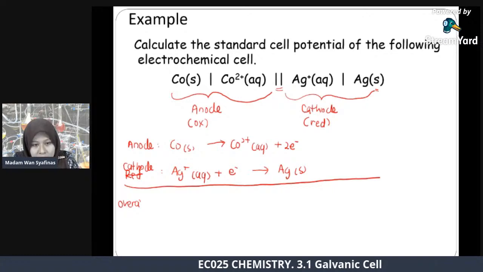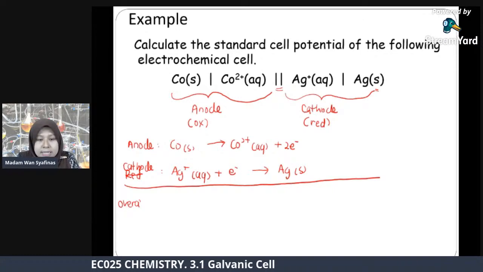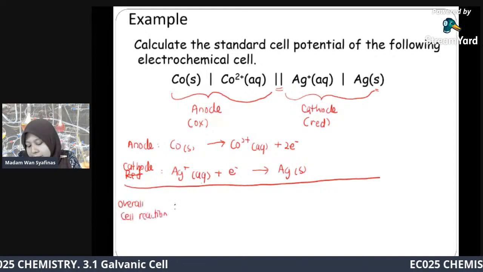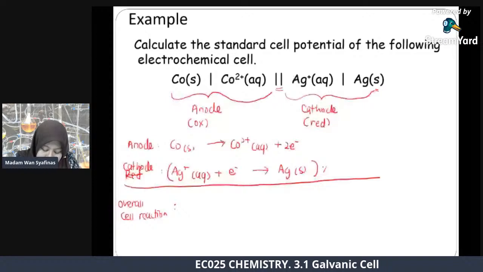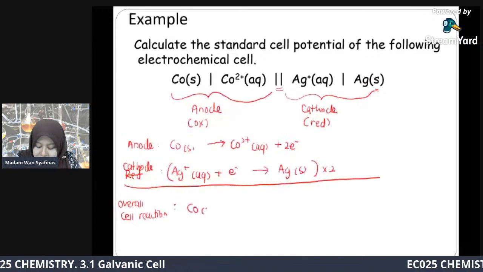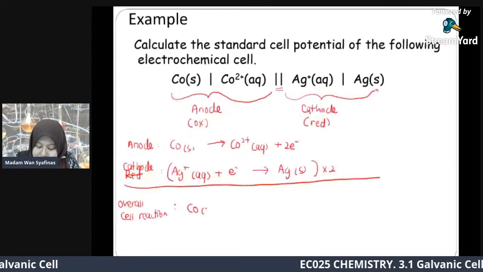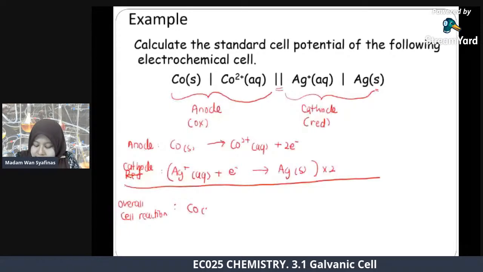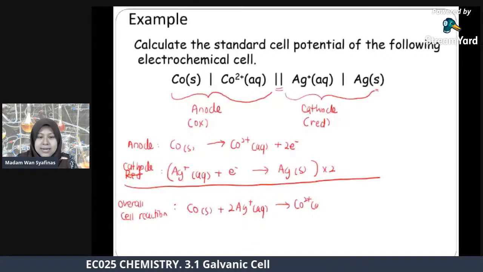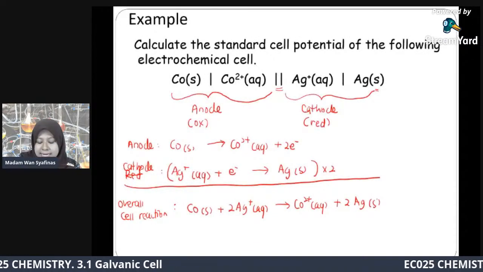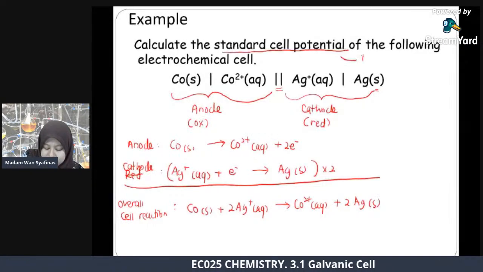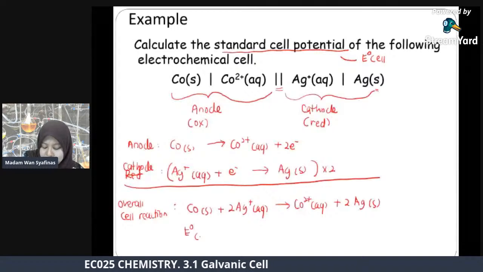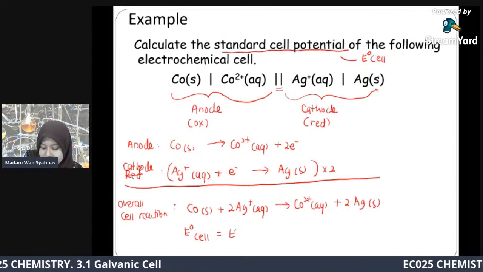So balance the electron. So dekat anode we have 2 electron, dekat silver we have only 1 electron. So times with 2. Okay. So times with 2 then we can cancel out the electron. So cobalt solid plus 2 Ag+ aqueous, so produce cobalt 2+ aqueous, so plus 2 Ag solid. Okay, then calculate E naught cell. Standard cell potential, so E naught cell. So to calculate, E naught cell equal to E naught cathode minus E naught anode.